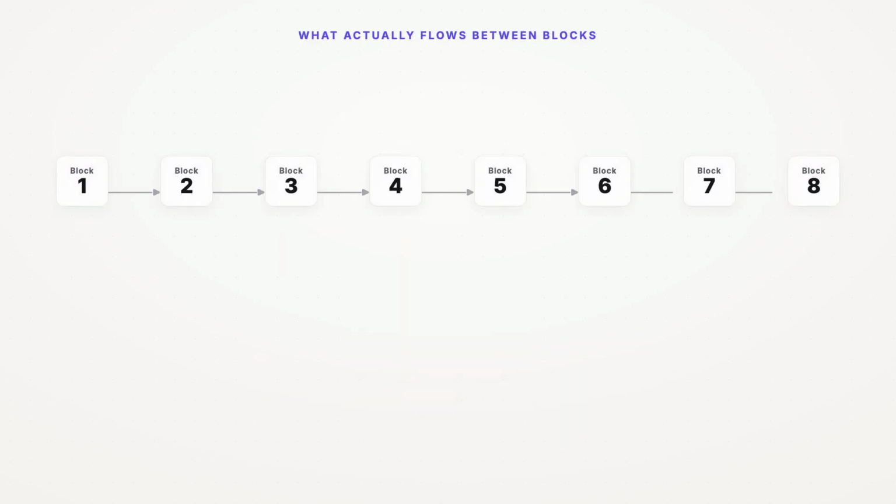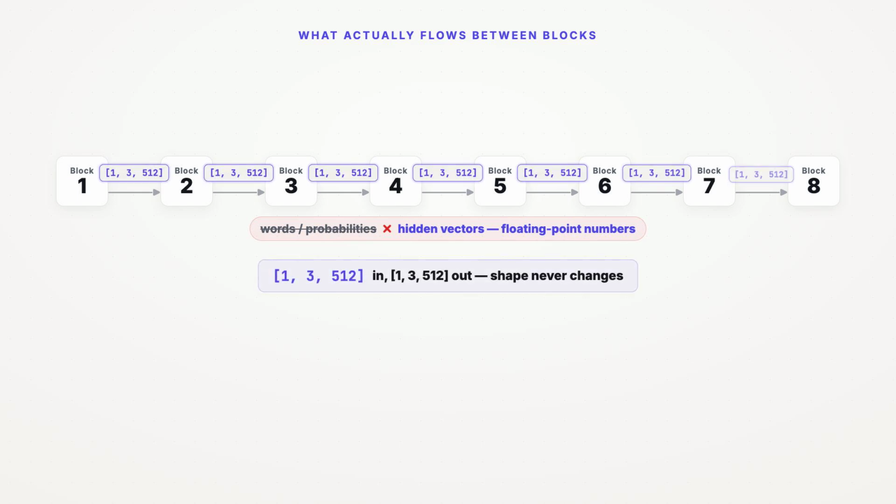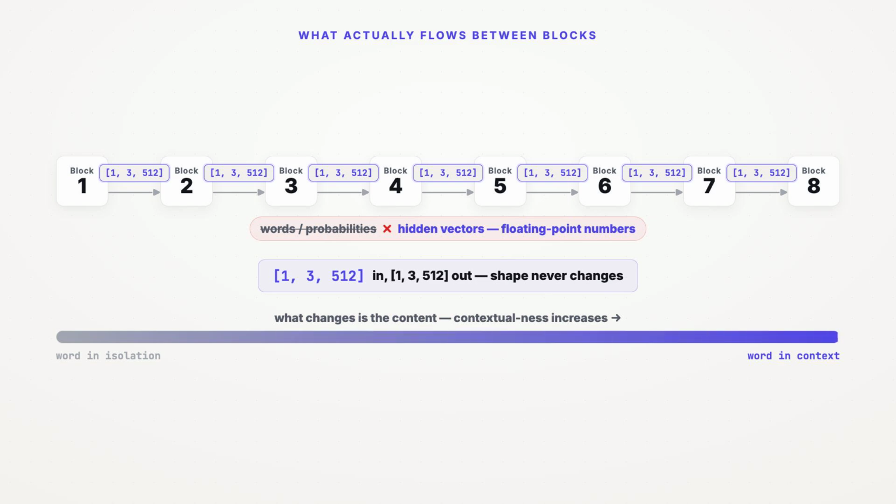One key point people miss: the blocks don't pass words or probabilities to each other. They pass hidden vectors, floating point numbers. The shape never changes. 3 tokens in, 3 tokens out, same width, block after block. What changes is the content. With every block, each vector becomes a little more contextual. Less this word in isolation, more this word given everything around it.